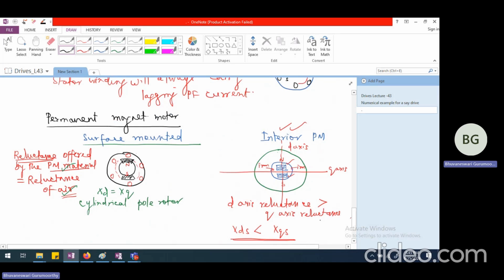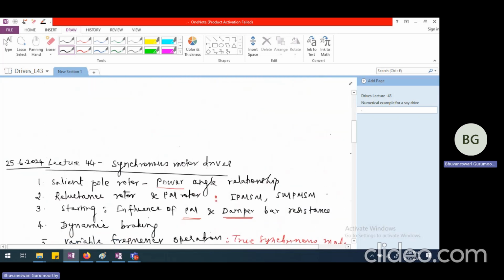So this will have a lot of implications in the performance of the machine, and especially when we talk about very high speed operation in the case of interior permanent magnet machine, which is commonly used in electric vehicles, we will be able to get a good amount of reluctance torque adding to the original synchronous torque, and then in a field weakening zone or high speed zone, this works out to be a big advantage for interior permanent magnet machine.